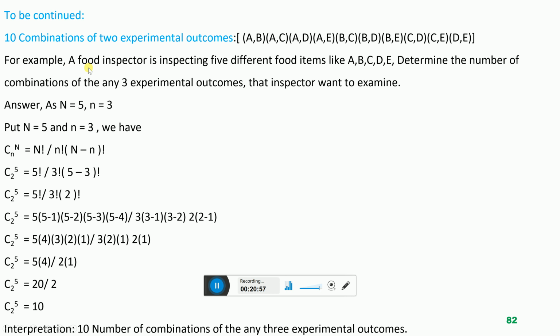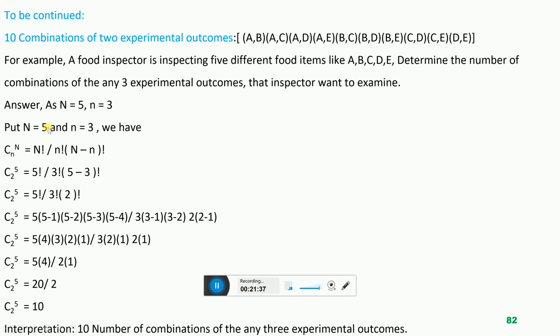We can repeat the example again. A food inspector is inspecting 5 different food items like these: A, B, C, D, E. Determine the number of combinations of any 3 experimental outcomes that the inspector wants to examine. For example, N is equal to 5 and now small n is equal to 3, the combinations of any 3 items. So we replace the capital N with its value 5 and the small n with its value 3. We have C(N,n) is equal to N factorial, whole divided by small n factorial, whole multiplied by N minus n, whole factorial.